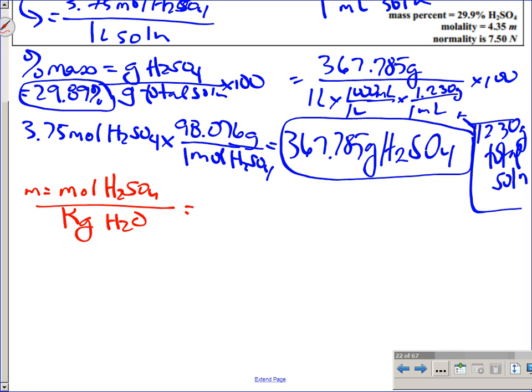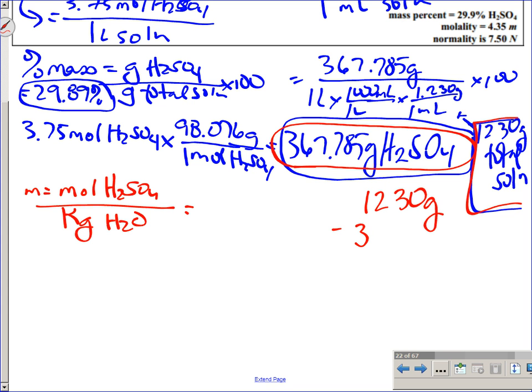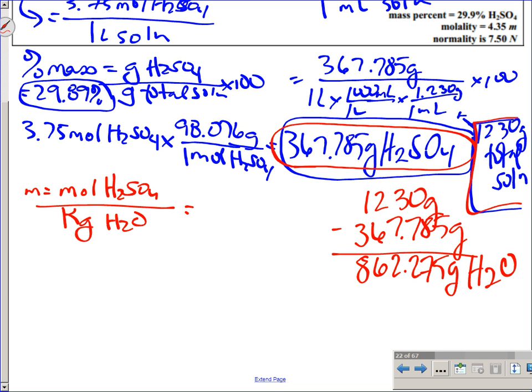Because I need 0.860. How are you getting that? With your 1,230 grams of solution, that much solute. So then what are you doing mathematically? You subtract the 367 plus 230 and increment it in grams. Okay, so this is our grams total. This is our grams of just the solute. Minus that gives you 862.275 grams of water. And then convert that to kilograms. So that is 0.862275 kilograms of water.